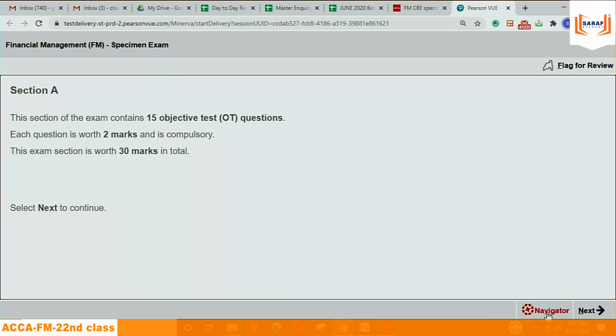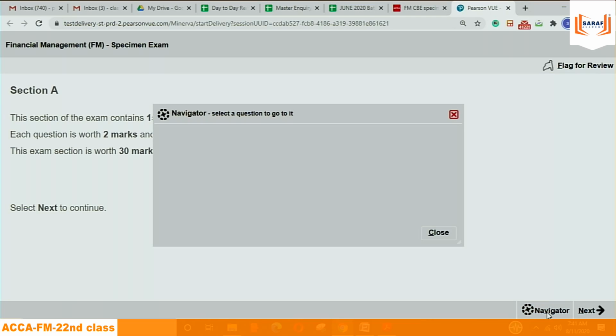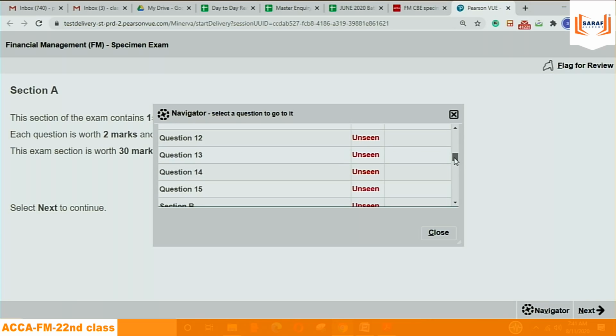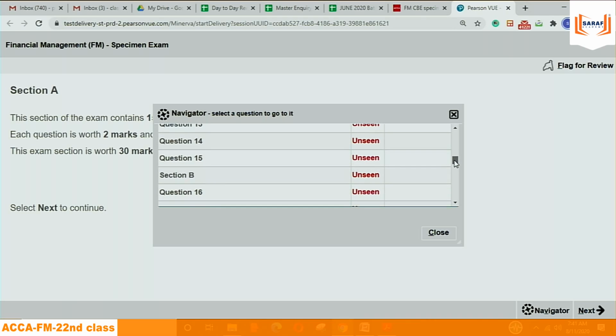In the exam, there is a navigation panel. When you click the navigation panel, all the questions are there at a time. It's not that you need to do the first question first. You can do any question which you like.